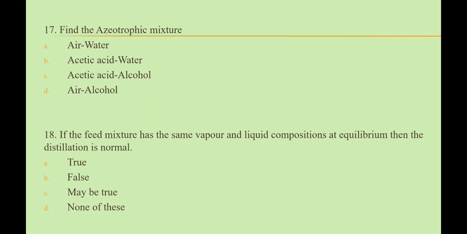Next question is find the azeotropic mixture. Option A, air and water. Option B, acetic acid and water. Option C, acetic acid and alcohol. Option D, air and alcohol. So the correct answer is B, that is acetic acid and water.